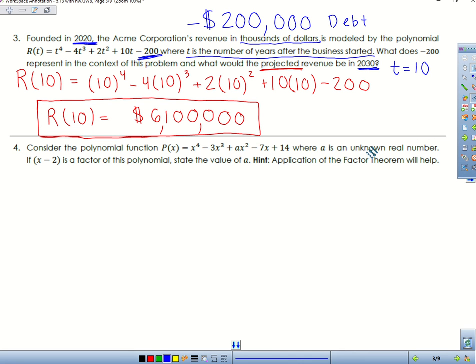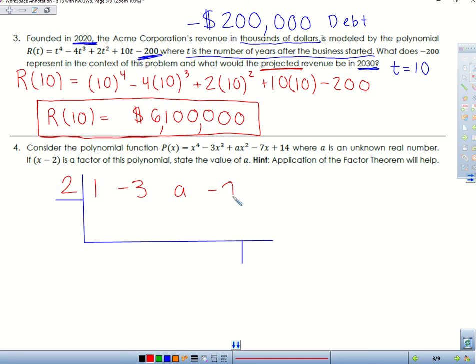Somebody said it quietly, I think. 0. So we're going to do synthetic division. I think you all like synthetic better than long division, right? And it's not close. Oh, I got you. So what's going to go on the outside here? Positive 2. Good. And on the inside? 1, negative 3, a, negative 7, and 14.